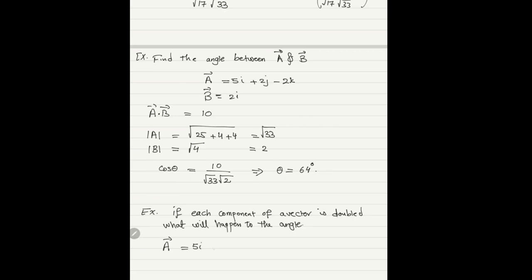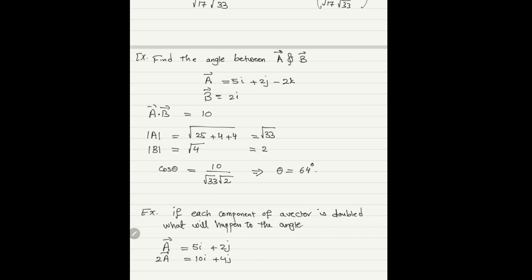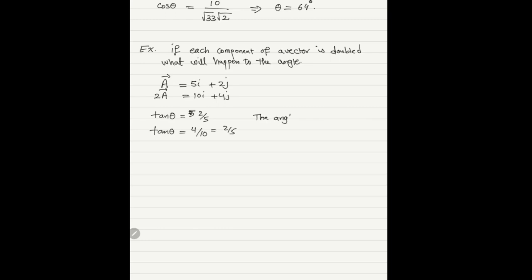Example here, if we have vector A equal to 5i plus 2j. Now, if we double vector A, it will be equal to 10i plus 4j. So clearly, the magnitude of vector A is doubled. Now, tan theta equals 2 over 5 before we doubled. And after we double, tan theta equals 4 over 10, which equals 2 over 5. So if we double each component of a vector, the magnitude will be doubled, but the angle will not change.